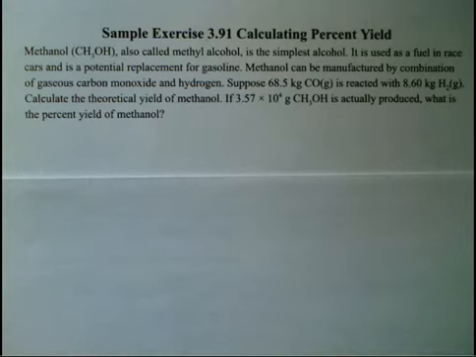So suppose 68.5 kilograms of carbon monoxide gas is reacted with 8.60 kilograms of hydrogen gas. Calculate the theoretical yield of methanol if 3.57 times 10 to the fourth grams of methanol is actually produced. What is the percent yield of methanol? Go ahead and press pause now because here comes the solution.